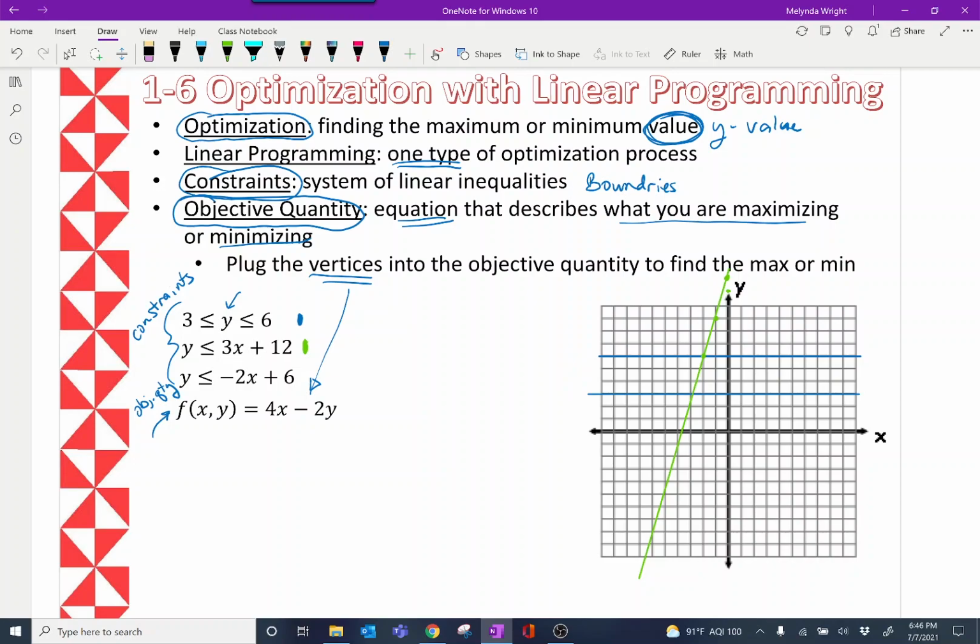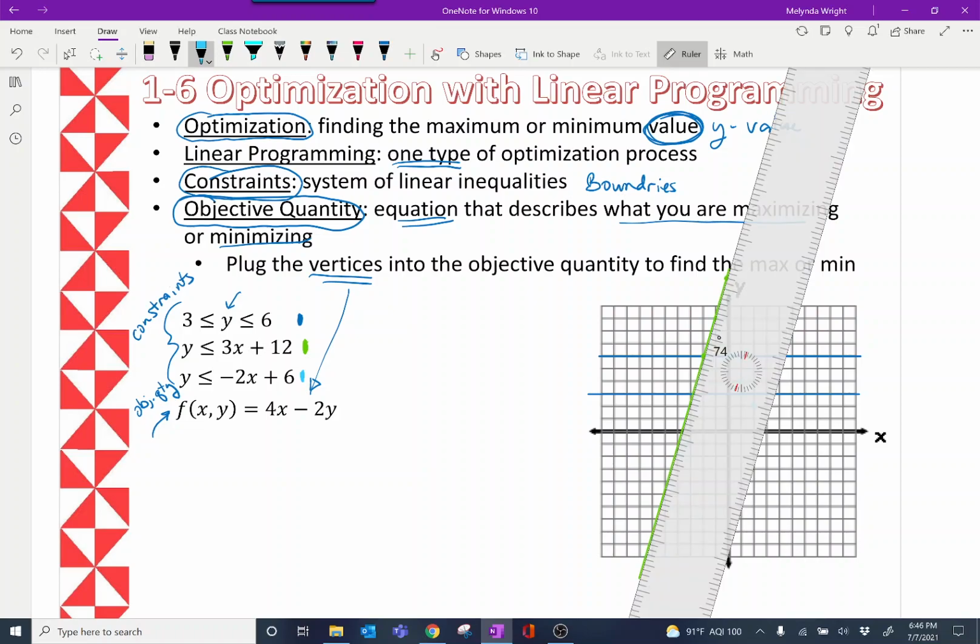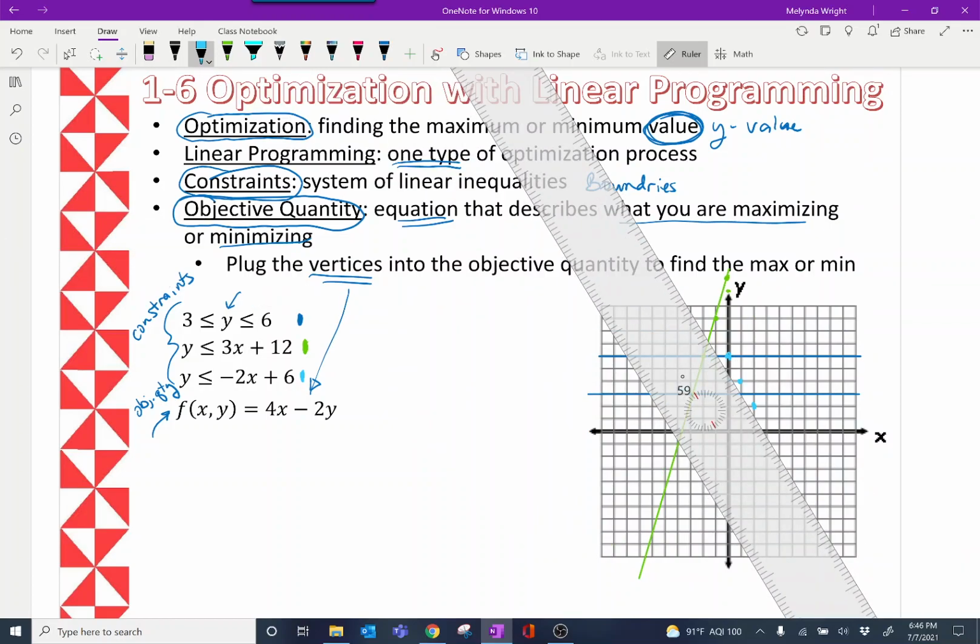All right, so let's take a look at the next one. Let's do that one in a light blue. Okay, so the y-intercept is 6, which would be right here, and the slope is negative 2. So let's draw this one.